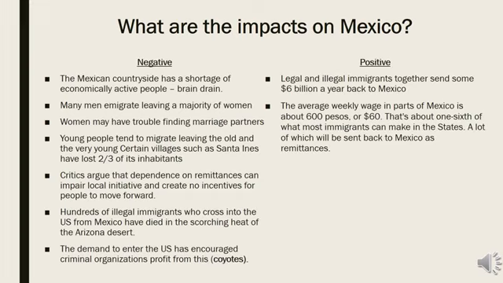Looking at the positives, it's undeniable that the largest positive impact on Mexico is that of money. Legal and illegal migrants together send something in the region of $6 billion back every year to Mexico. And this is especially important for families where the average wage in parts of Mexico is about 600 pesos per week, or $60. That's about 1/6 of what most immigrants can make in the United States of America.